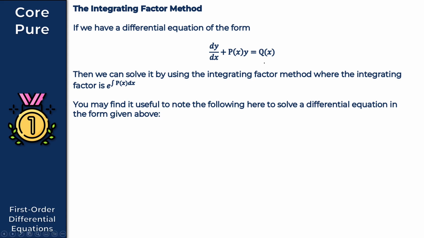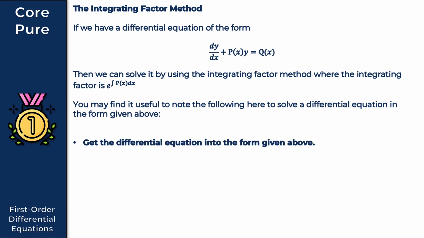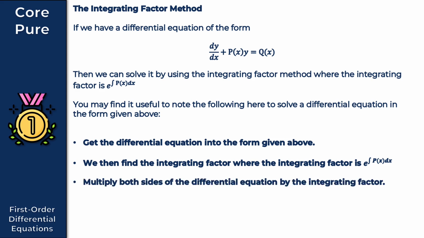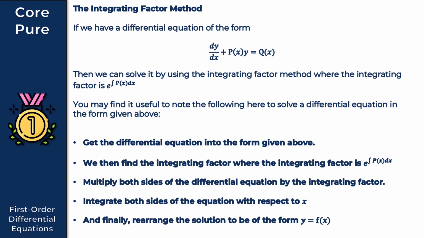You can think of this almost as a checklist. The first thing we do is get the differential equation into this form. Sometimes it might already be in this form, sometimes you might have to do a little bit of manipulation to get it into the required form. We then find the integrating factor, which is e to the power of the integral of p of x with respect to x. We then multiply both sides of the differential equation by the integrating factor, integrate both sides with respect to x, and finally rearrange the solution to form y equals f of x.